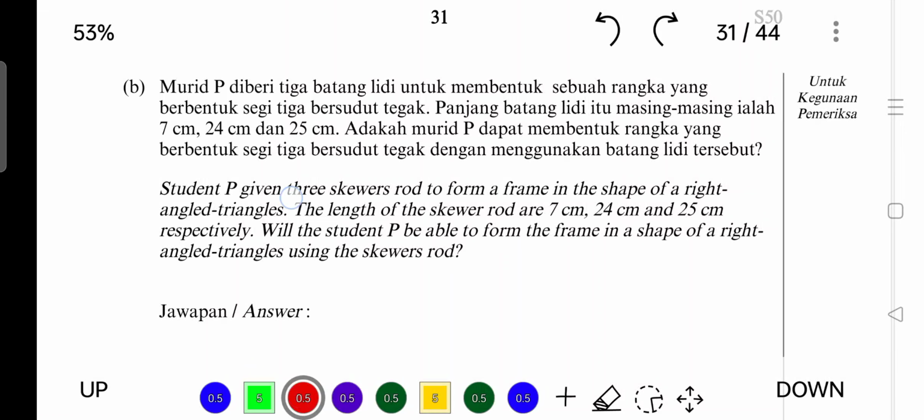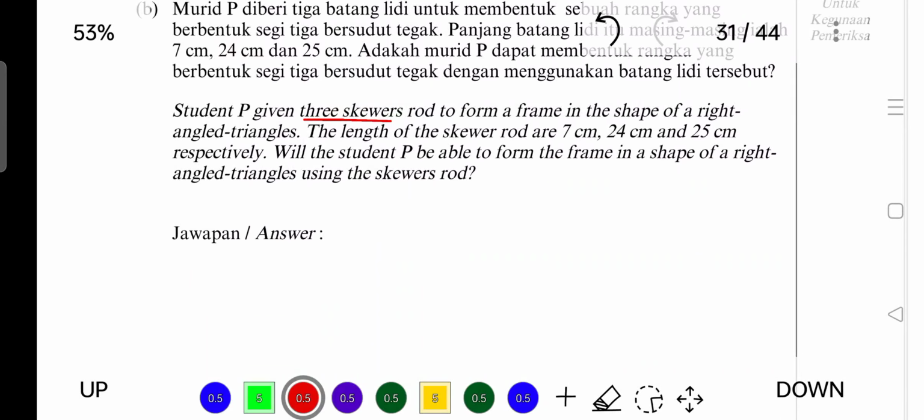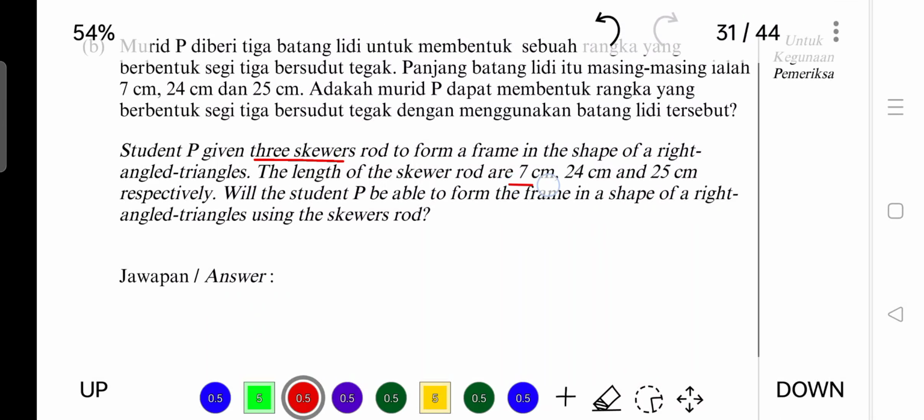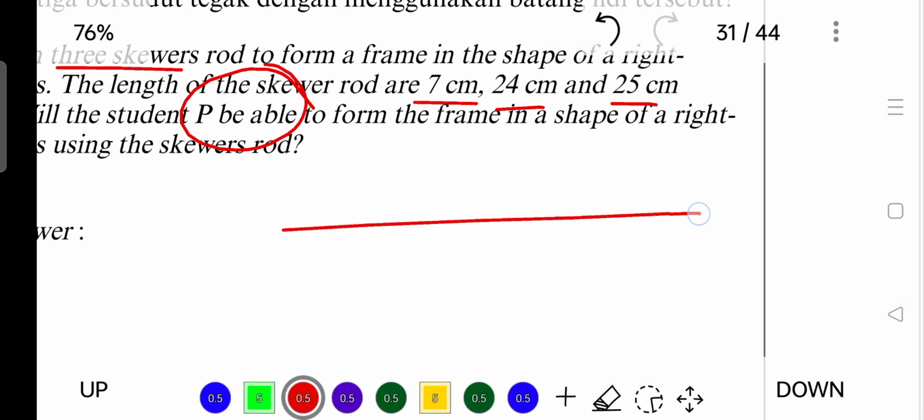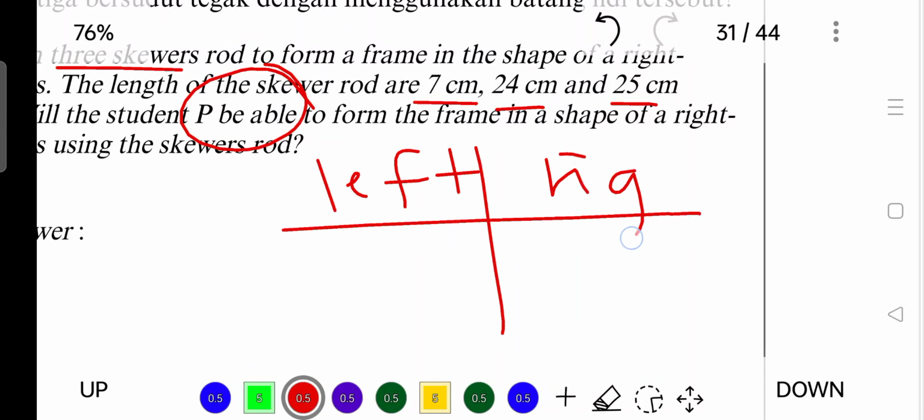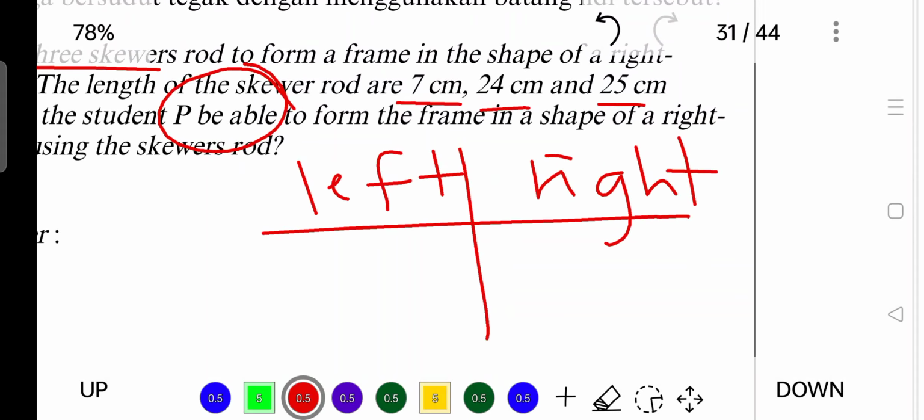Student P is given 3 skewer rods to form a frame in the shape of a right angle triangle. The lengths of the skewer rods are 7, 24, and 25. Will the student be able to form the frame in the shape of a right angle triangle using these rods? Yes or no? In this case, we just split this into left hand side and right hand side. This is how I will do it easily.